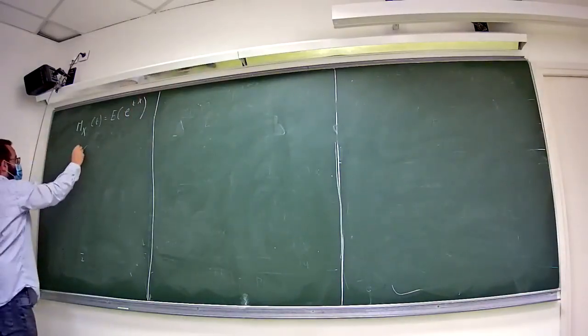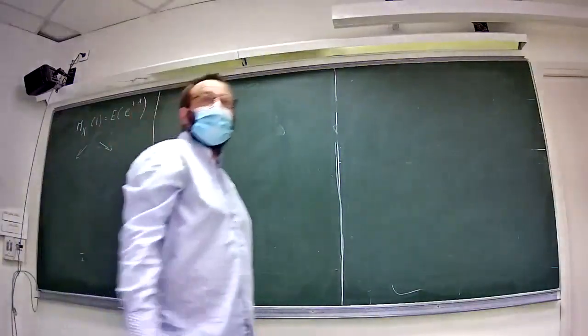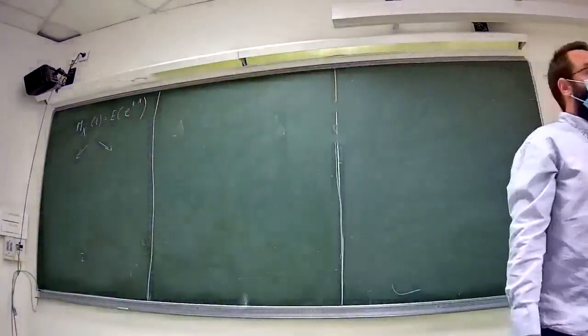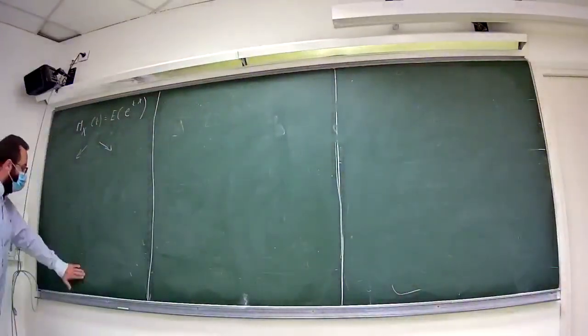So of course I have two cases: the case of discrete random variables and the case of continuous ones. So what are the two formulas in the two cases we have seen together.